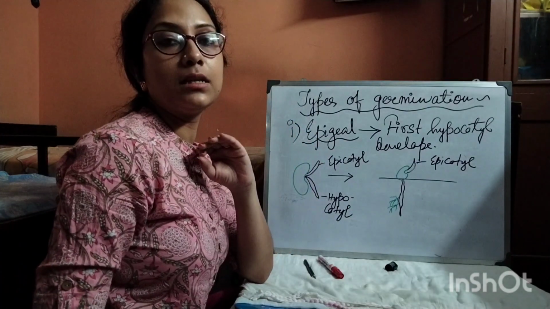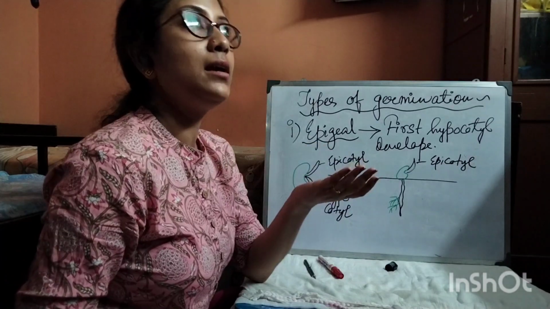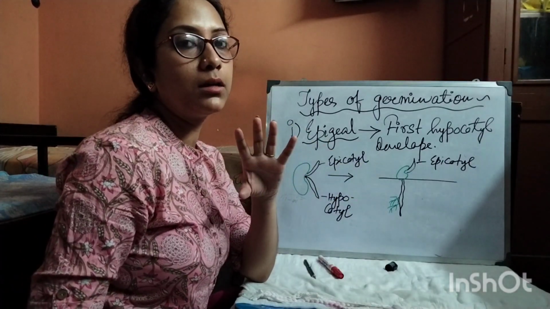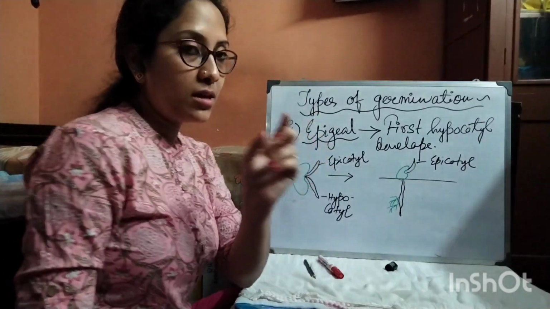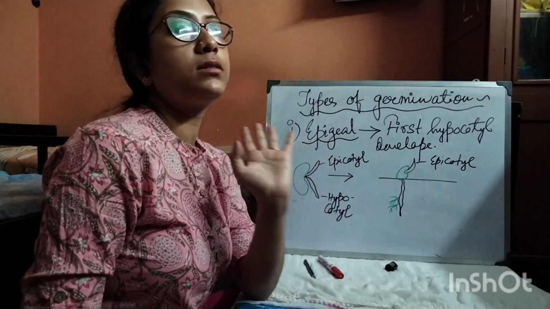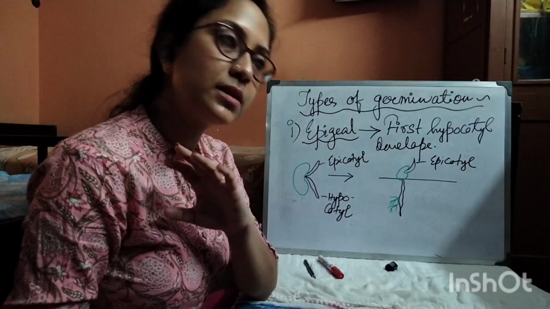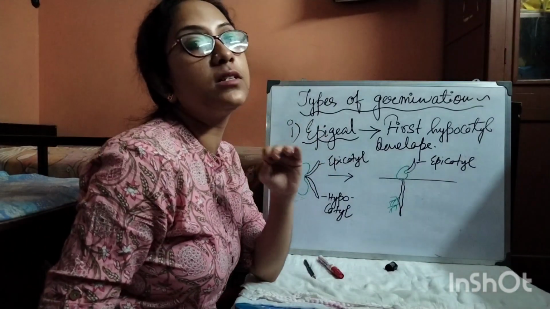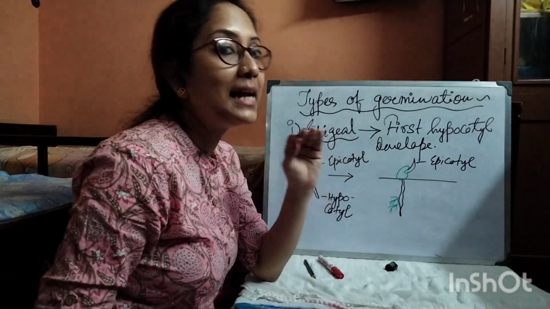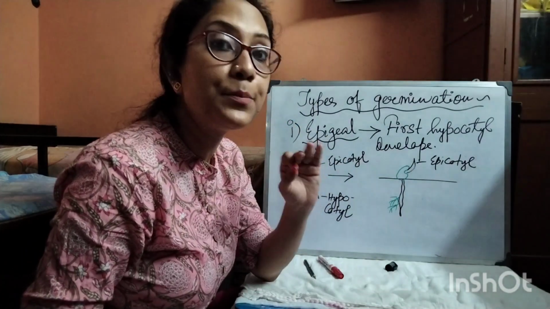The first one is epigeal germination. Epigeal means the first development of the hypocotyl. From "epi" we would first connect that epigeal means the formation of the epicotyl first, but here the scenario is just opposite. Epigeal means first development of the hypocotyl, and hypogeal means just the opposite, first development of the epicotyl.